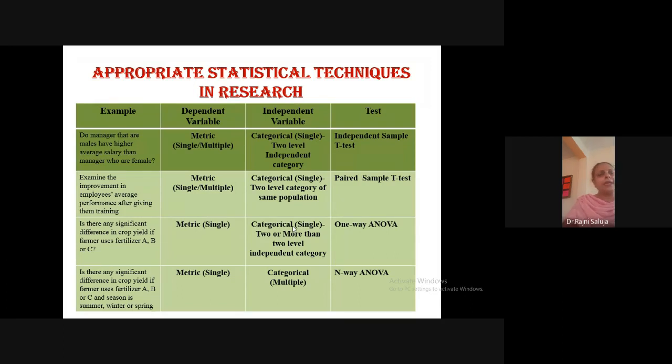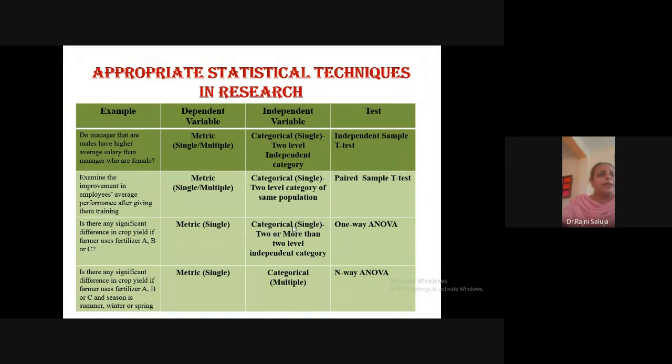Is there any significant difference in crop yield if farmers use fertilizers A or B or C? Now here we are talking about the effectiveness of the fertilizers A, B, and C on the crop yield. So here three variables are available. So we will be talking about the one-way ANOVA. T-test cannot be applied in this case because the comparison is to be done among the three things. So we will be applying one-way ANOVA.